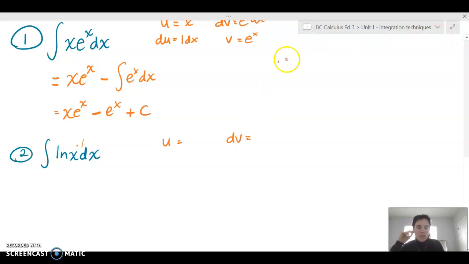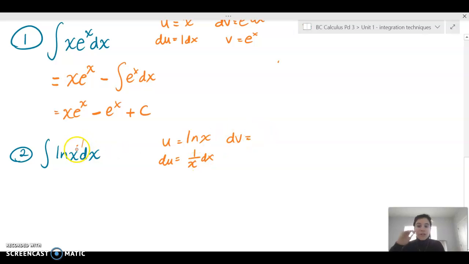I think I mentioned this one earlier, but thinking about the natural log of x, if we pick that to be the u, what's the derivative? 1 over x. That's a lot simpler. If I picked natural log of x to be my dv, I don't know the antiderivative of natural log of x, so it doesn't work. So our u would be ln x. Du, the derivative of natural log x, is 1 over x dx.